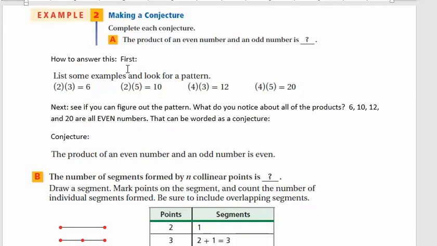So in this one, it's pretty much the same thing. We're going to try to figure out a pattern, and then we're going to finish our conjecture. What do we think is going to be the next thing to happen?